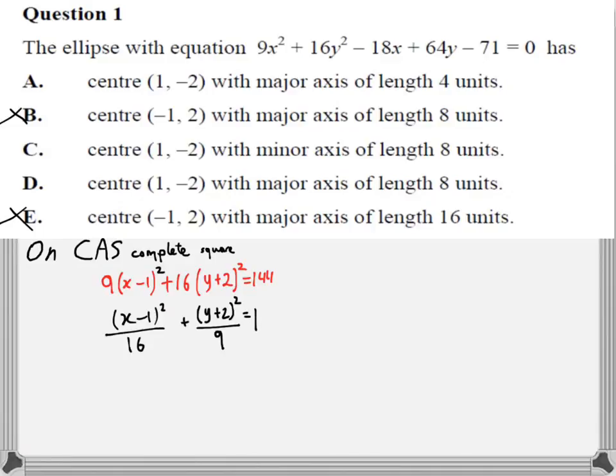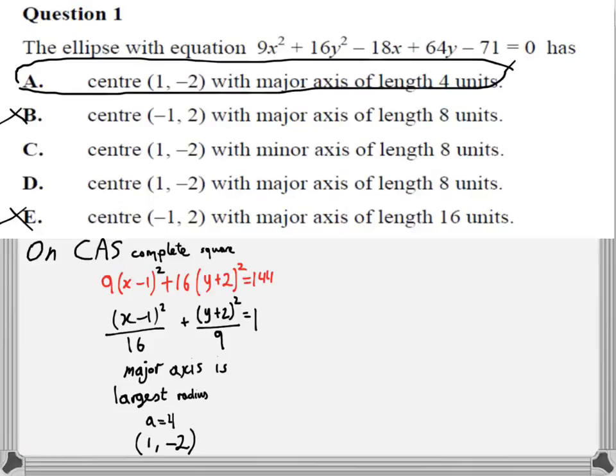Now, when we divide by 144, we get these denominators, and from that we can work out what our A and our B number is. Now the major axis is the one with the largest radius, and the minor axis is the smallest radius. If we square root these numbers, we'll have a 4 squared and a 3 squared, so the A is 4. So for that center and for A equals 4, we get that as our correct response.